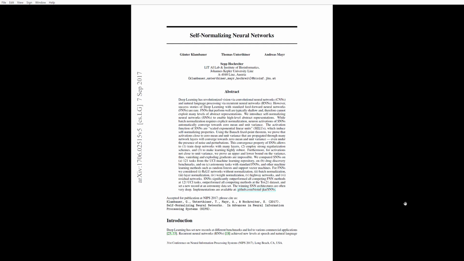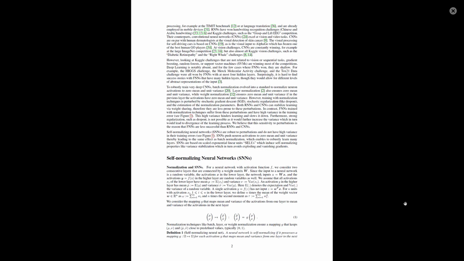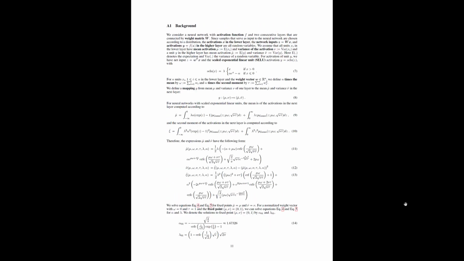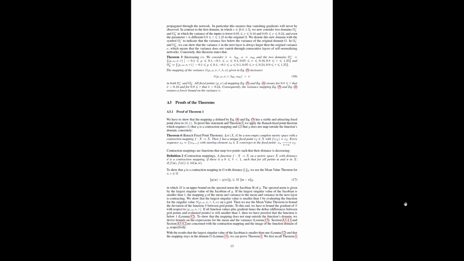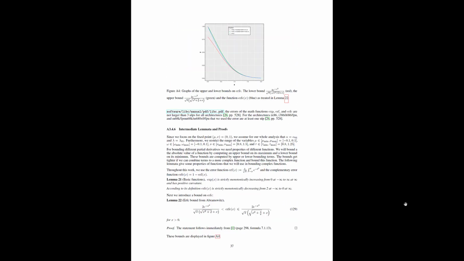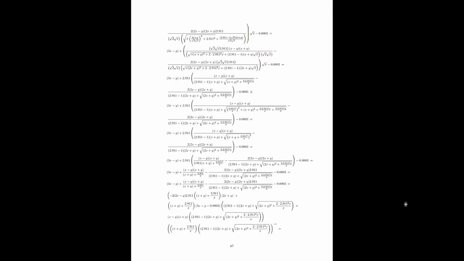So let's briefly look at this paper, Self-Normalizing Neural Networks. What you can see is that the authors put in a fair amount of work to argue exactly for why this is a good idea. And so you can see that this is a pretty long and extensive discussion of something that is ultimately very, very simple. Lots of pages of equations just to justify these design choices.